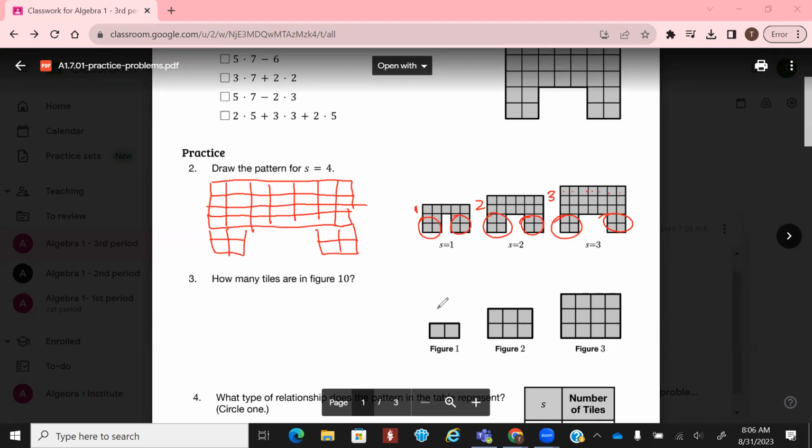Okay, how many tiles are in figure 10 in the next one? Well, how many are in figure 1, 2? How many are in figure 2? How many are in figure 3? 4, 8, 12, right? So what's going to be in figure 10?